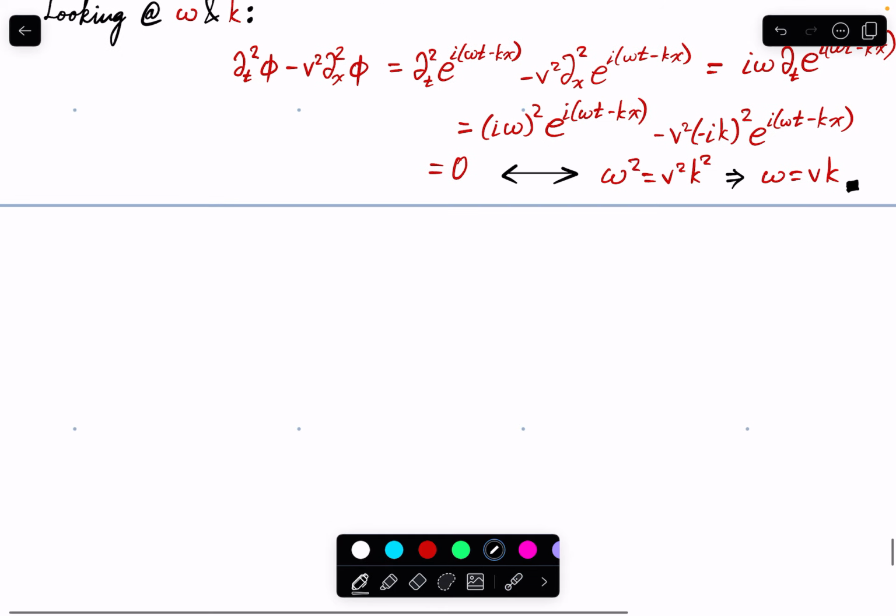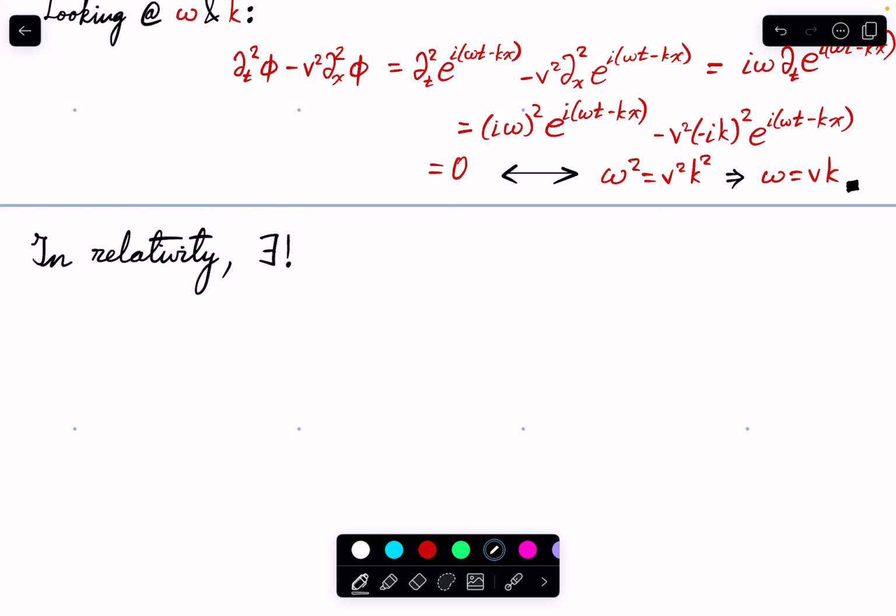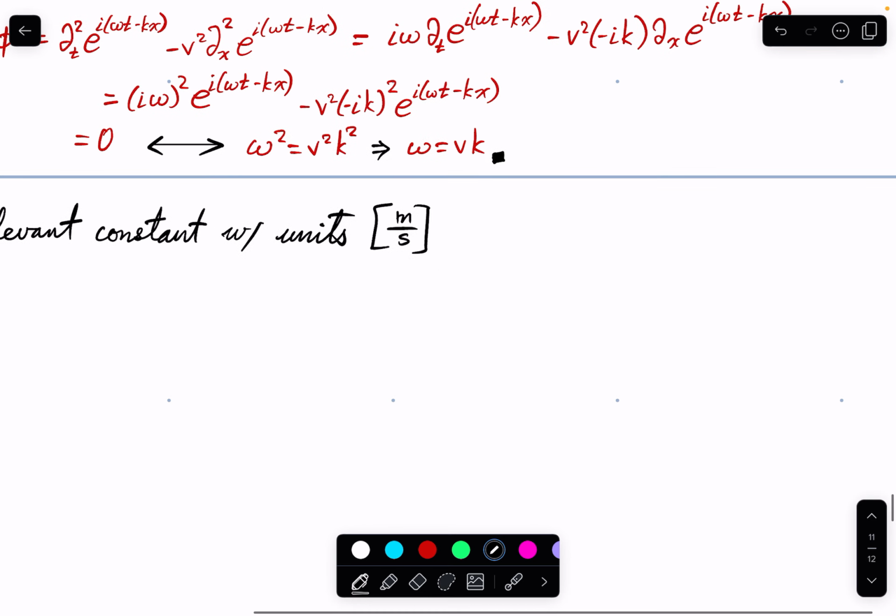So for relativity, or rather in relativity, there exists a unique relevant constant with units meters over seconds, and that is c, which is light speed.